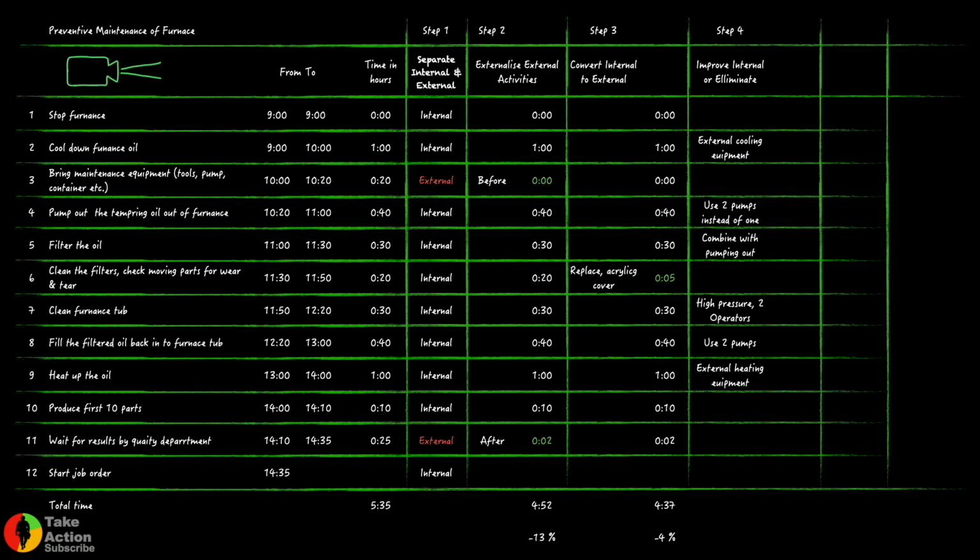Here, activity number 2 is to cool down the furnace oil. It is taking 1 hour. If we use external equipment for cooling, we can accelerate the cooling and reduce the time. Activity number 4 is pumping the tempering oil out of the furnace. Here we have seen that it is taking us approximately 40 minutes.